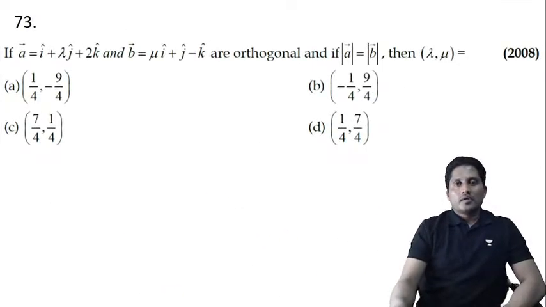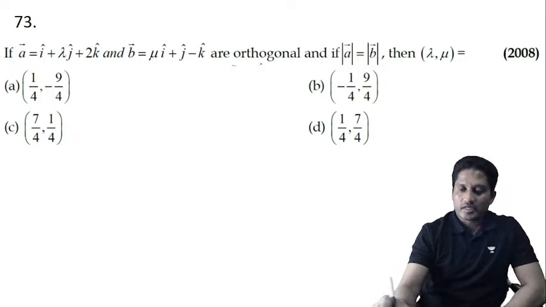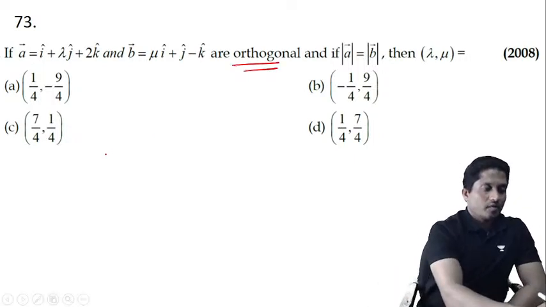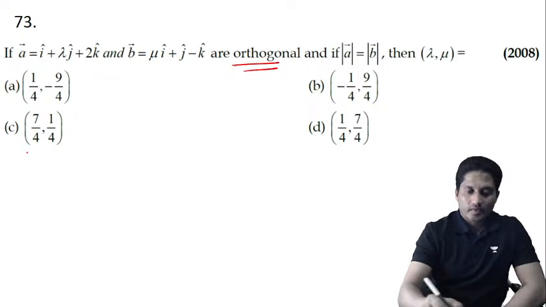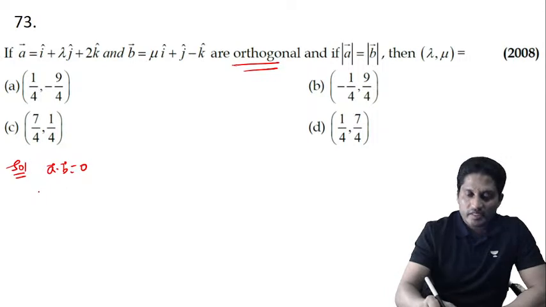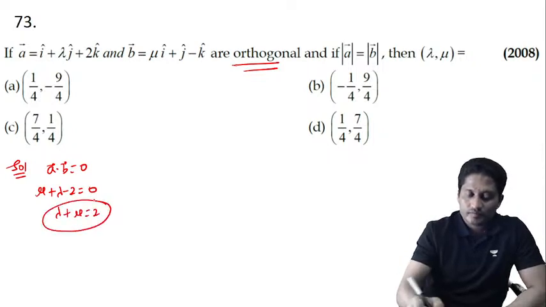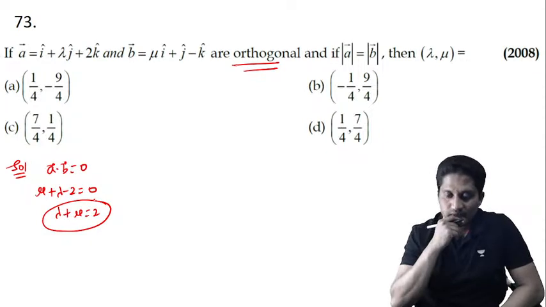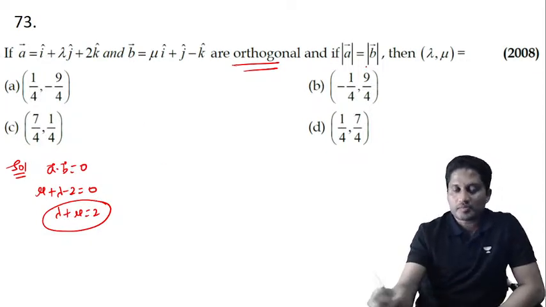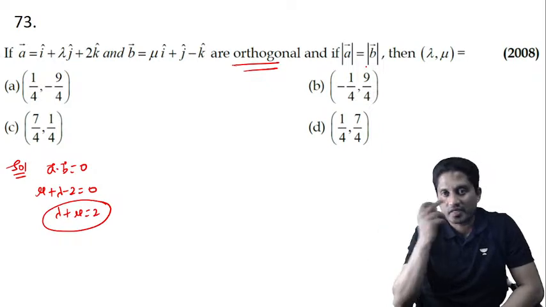Question number 73. A and b are orthogonal, right? Orthogonal means perpendicular. That is, dot product should be 0. That is, a is orthogonal to b means dot product is 0. That is, you will get mu plus lambda minus 2 is equal to 0. That is, lambda plus mu is equal to 2. Okay, and then mod a: if you substitute the options, both C will satisfy, D will satisfy.